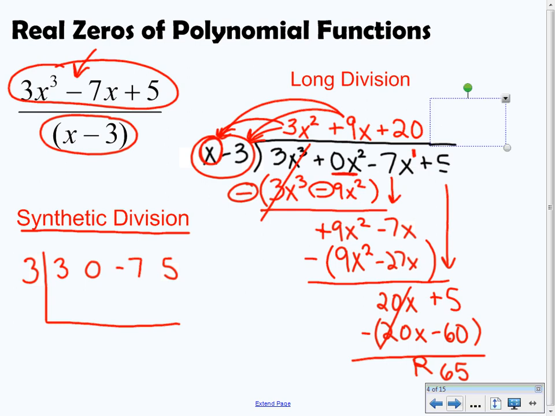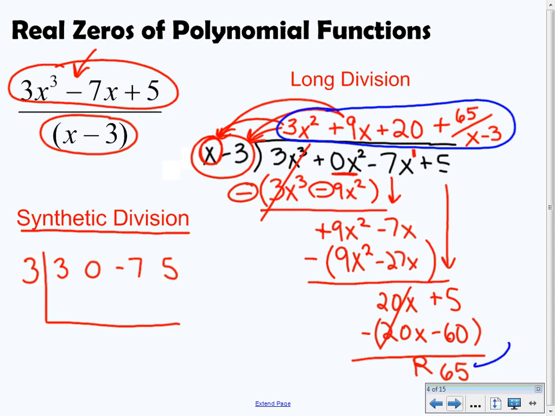The way that looks is, if I can get this in here, well, okay, not working. We write 65 over our factor of x minus 3. All right? So our answer to this problem, that's why they call it long division. It took a while. And we finally get an answer. So it did not go in perfectly. We had a remainder. All right? We had 3x squared plus 9x plus 20 plus 65 over x minus 3. That's the entire answer to the long division.